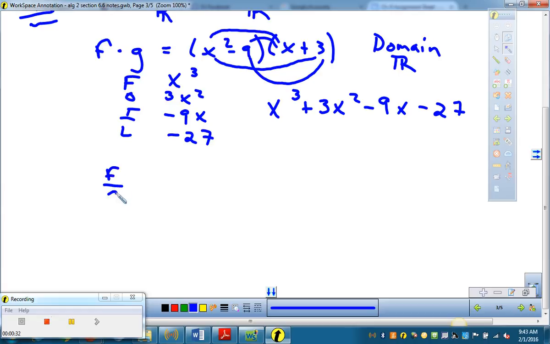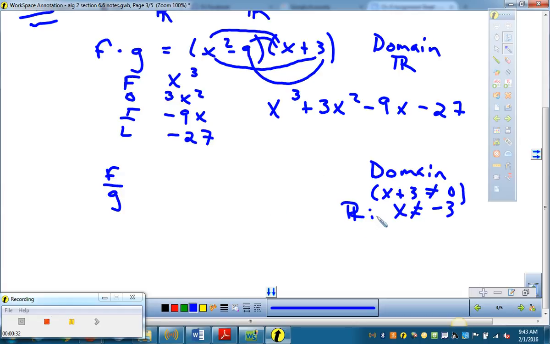All right, let's look at f over g. F divided by g, let's take care of our domain first. G is on the bottom. So what is the g function? X plus 3 cannot equal 0. That one we can solve easily. That means x cannot equal what? Negative 3. So our domain is all real numbers, such that x does not equal negative 3. All right, now we can do f over g. F is x squared minus 9 over x plus 3.